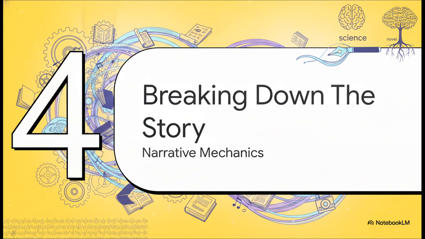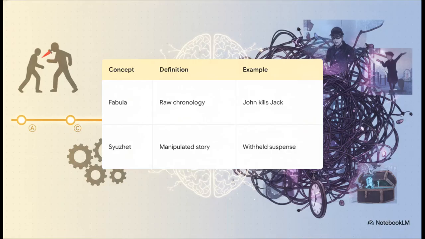Let's look at Section 4, breaking down the story. We've been talking a lot about poetry, but how exactly does form apply to a novel? Well, it builds into an actual science of narrative mechanics. Think about how a simple chronological fabula is twisted into a really suspenseful sujet. The fabula is just the raw facts in order.